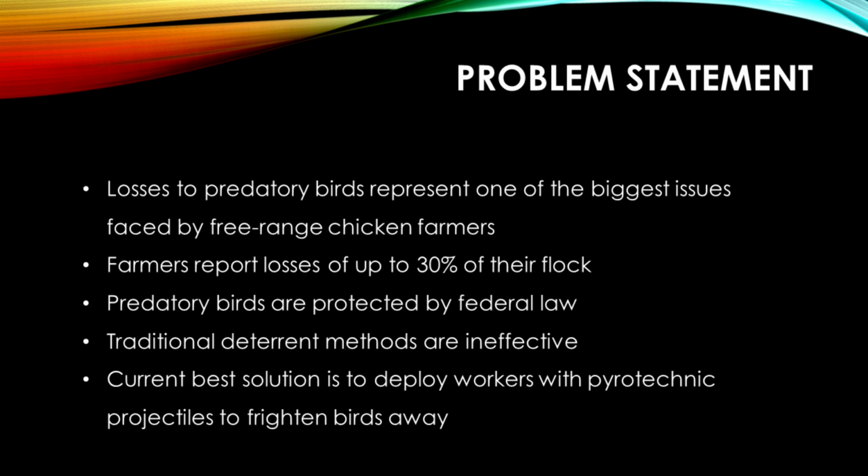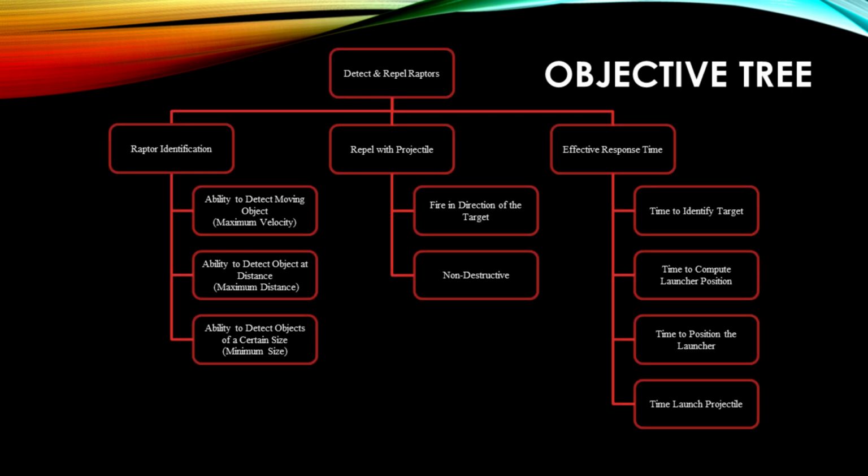This does deter the birds, but requires extensive manual labor as the launchers must be operated by humans moving around the farm. The goal of our project was to automate this process by using machine vision and a motor-controlled turret to move the pistol. From this problem statement, we derived this objective tree.